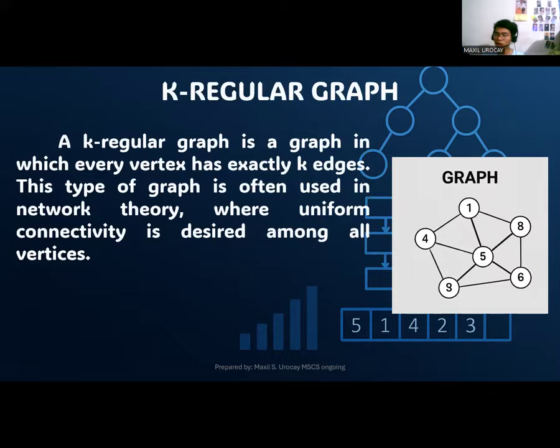Now, K-regular graph. A K-regular graph is a graph in which every vertex has exactly k edges. This type of graph is often used in network theory where uniform connectivity is desired among all vertices. So here there will be a set of k number, just like in an n-ary tree for our data structures. K is equal to 3. So therefore there will be three connections in each node, for example. That's how it works.